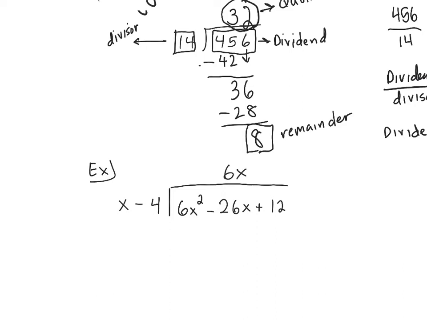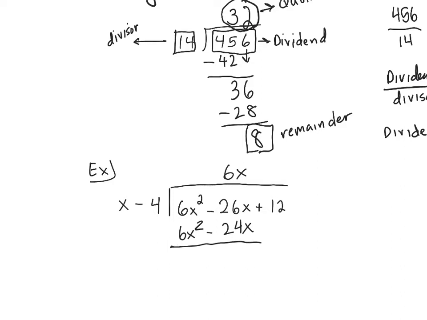Another way I like to think about it is, what kind of term would I have to have up here so that when I multiply it by x, I get 6x squared? What we're trying to do is match this first term. So that term has to be 6x. Then you multiply the 6x by both the x and the negative 4. So 6x times x is 6x squared, and 6x times negative 4 is negative 24x.